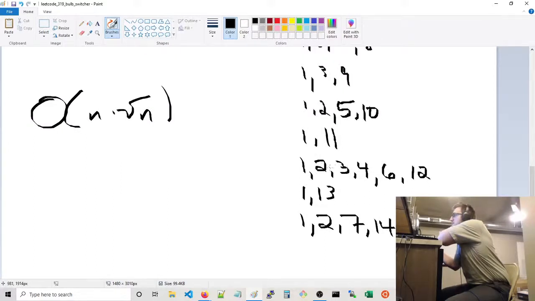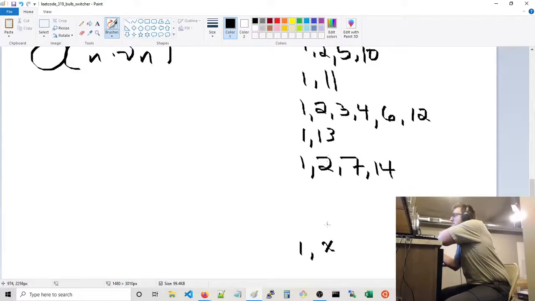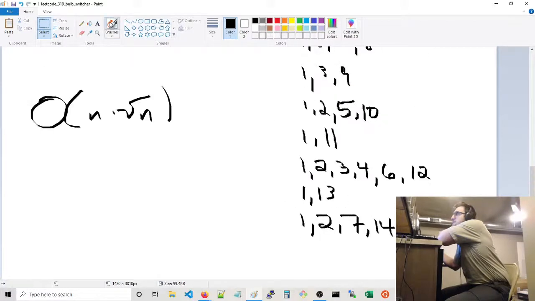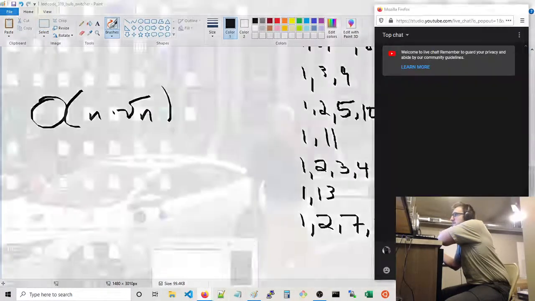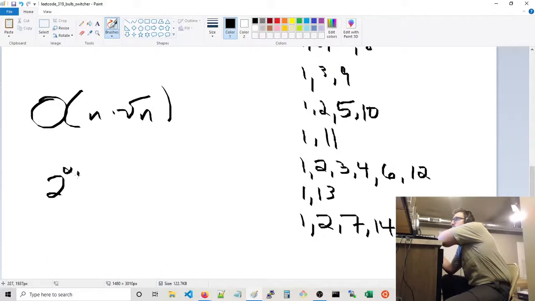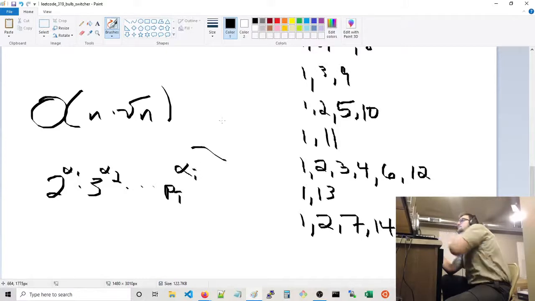Well, 12 only has like 2 prime divisors, right? The thing with the divisors is that I want to say the totient function can be used here. I want to say that, but I don't actually know. Basically, every number has some 2 raised to the alpha sub 1, 3 raised to alpha sub 2, and so on. You know, some p sub i to the alpha sub i, and so on.